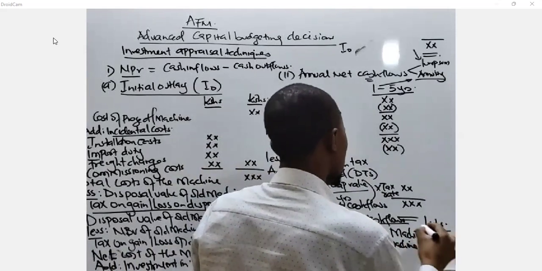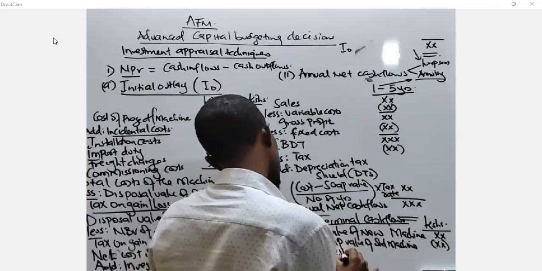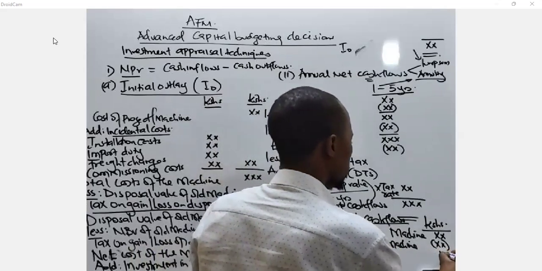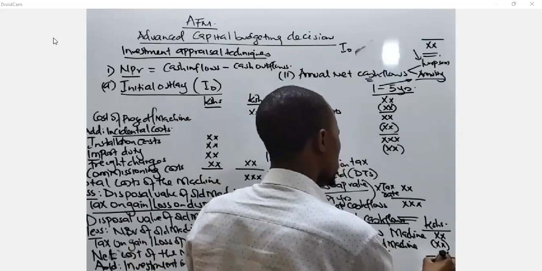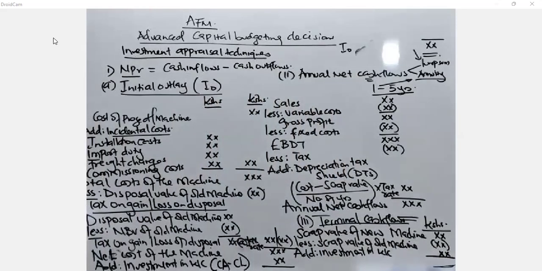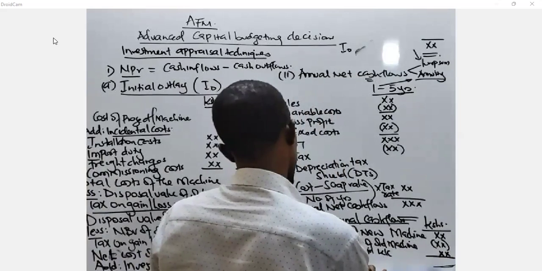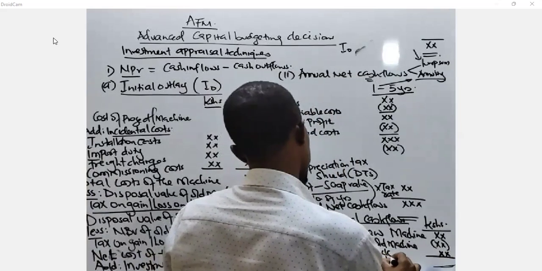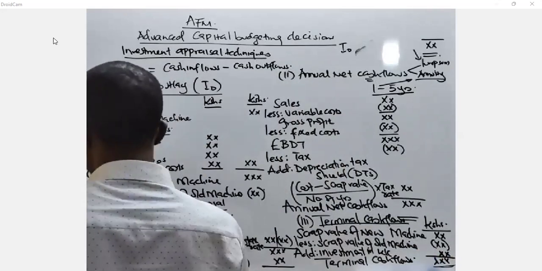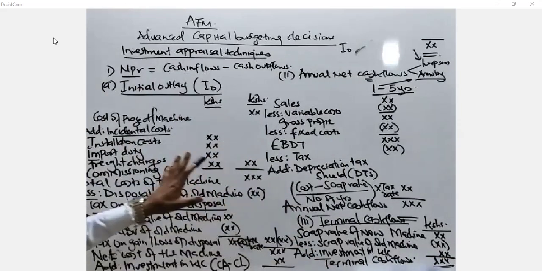If it is provided, then we add investment in working capital. The difference you get there is what we normally call the terminal cash flows. That is how you basically get your computations of the NPV.